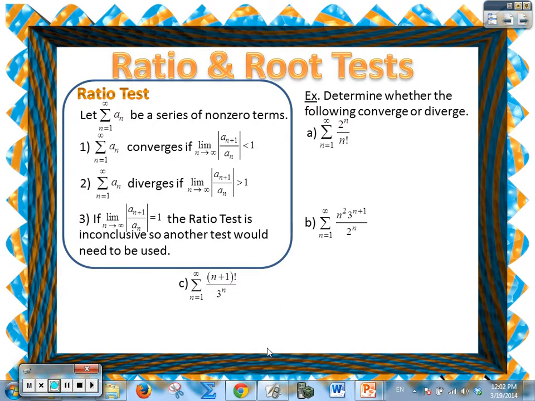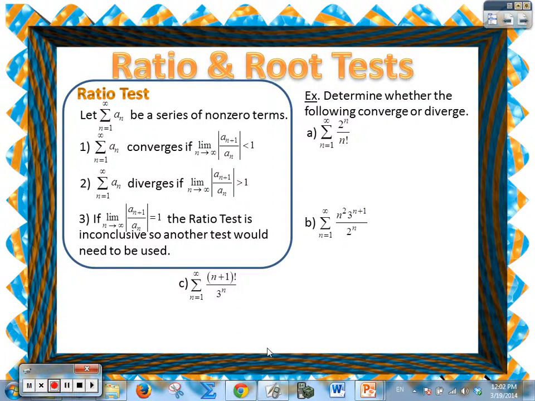Okay, let's take a look at today's lesson. We're going to look at ratio and roots tests. These are the last two tests that we learned, the 9th and the 10th test. The ratio test is good for a couple of things. Let's talk about those so you can write those in your notes.